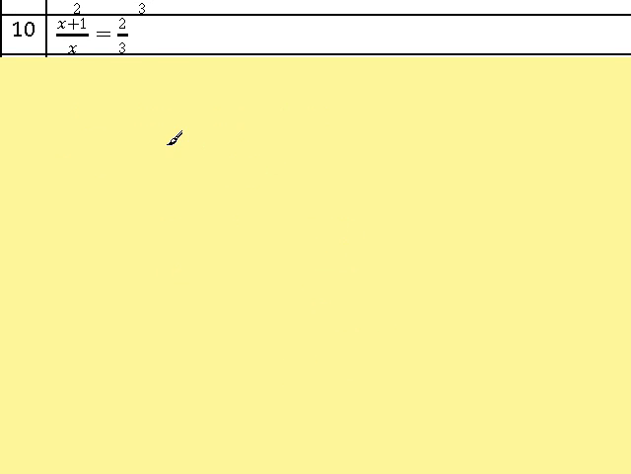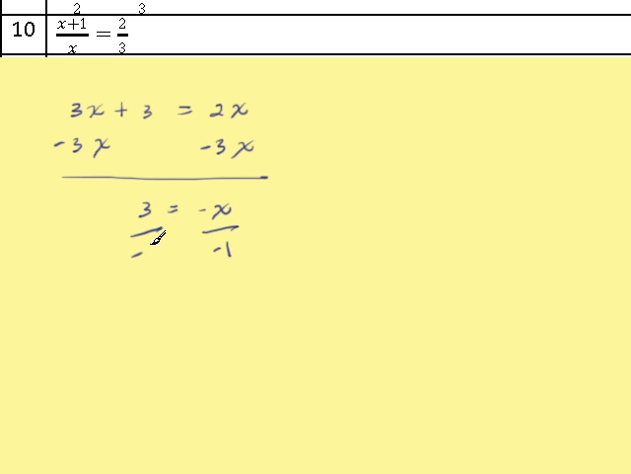In number 10, again, we're going to cross multiply. Okay, this way first we have 3x plus 3 is equal to, now this way we have 2x. Let's subtract the 3x from both sides. And we have 3 is equal to minus x. And finally, dividing out by minus 1, we have x is equal to minus 3.